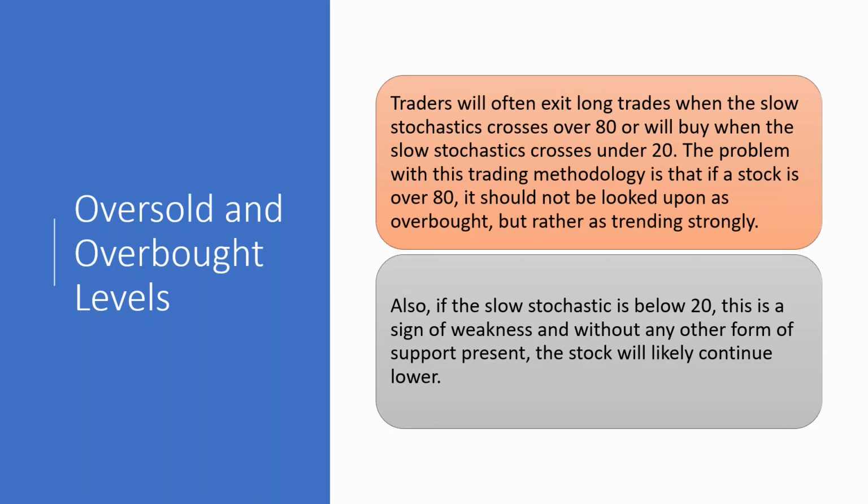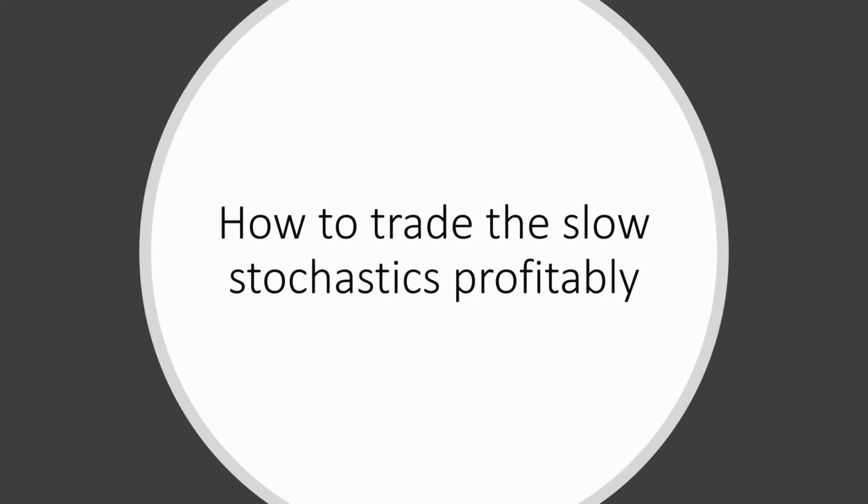Traders will often exit long trades when the slow stochastics crosses over 80, or will buy when the slow stochastics crosses below 20. The problem with this trading methodology is that as an asset's price goes over 80, it should not be looked upon as overbought, rather as trending strongly, or as I said, starting to lose its momentum. Also, the same applies in reverse under 20.